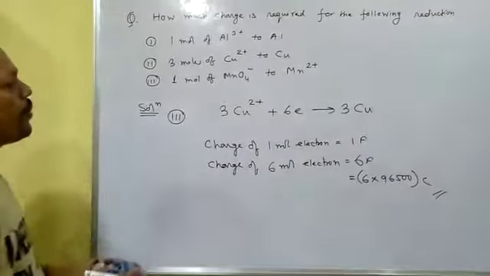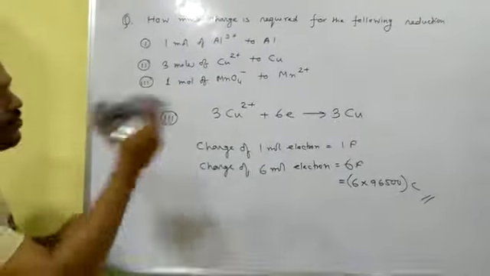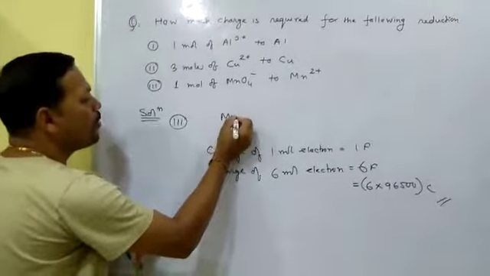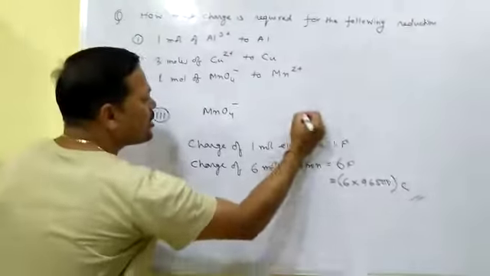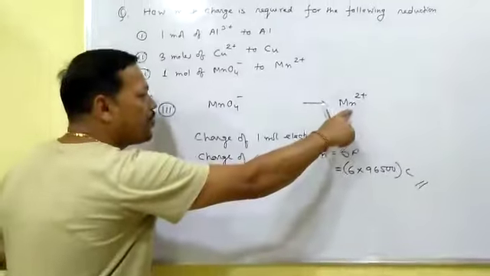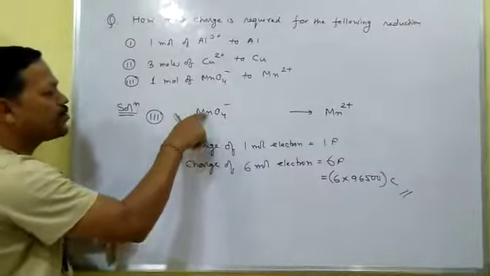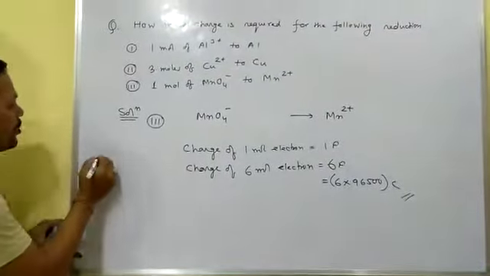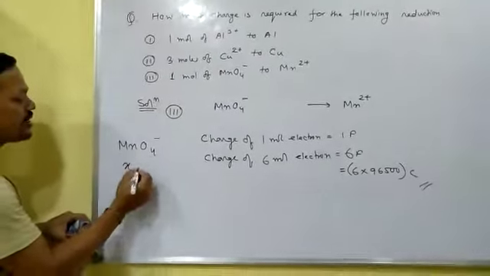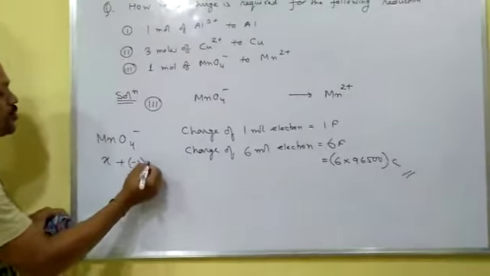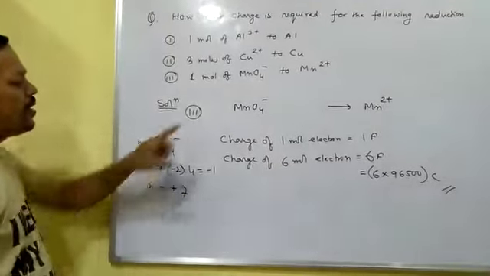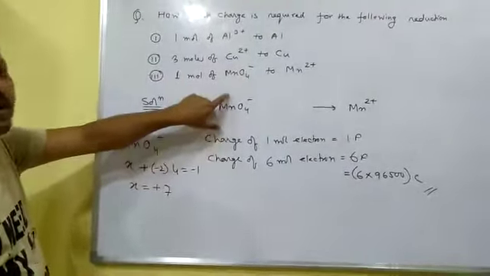Here 1 mole of MnO4 minus is converted to Mn2 plus. Here the charge of manganese is 2 plus, but here the charge of manganese is not given. To find the charge of manganese, which you already learned in class 11, consider it as x. Oxygen charge is always minus 2 into 4, equal to minus 1. So x will be plus 7. I mean, the charge of manganese is plus 7 here.